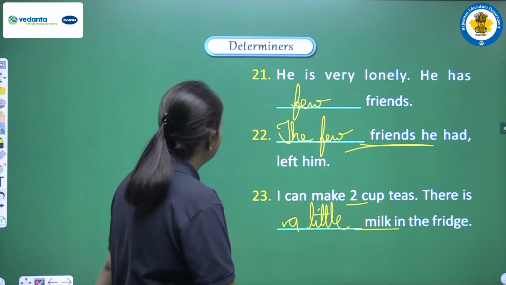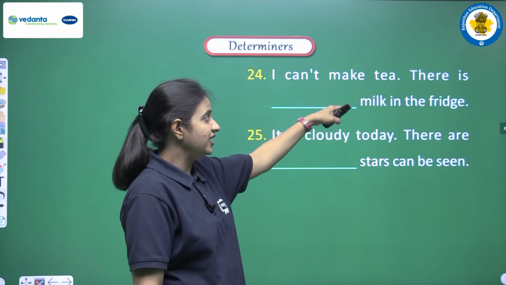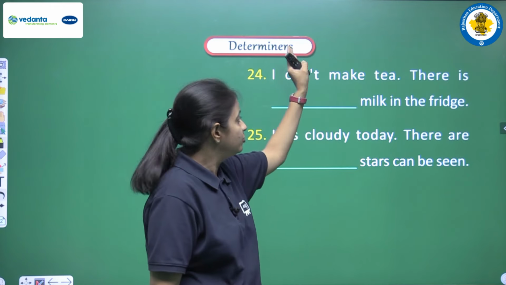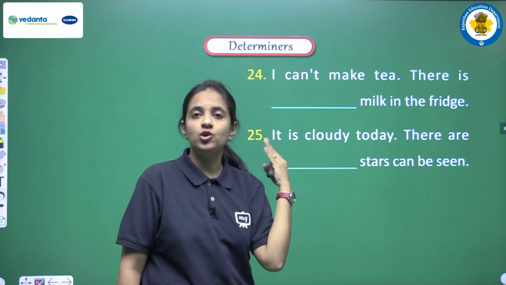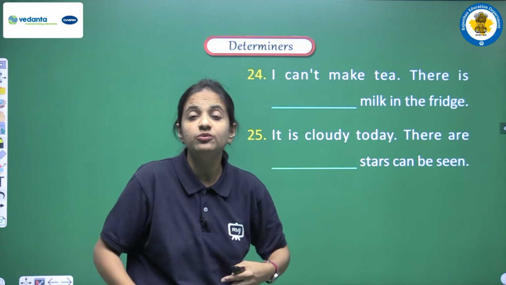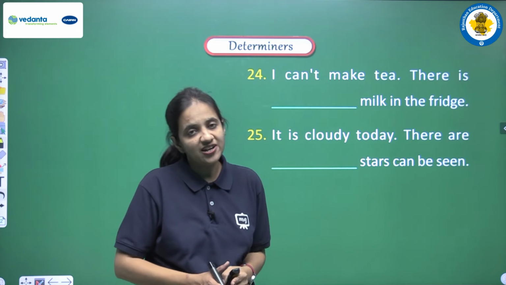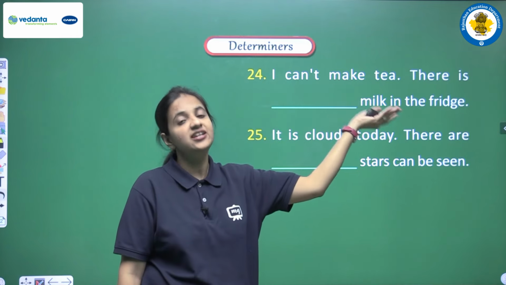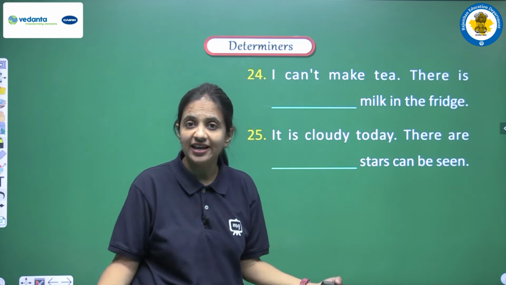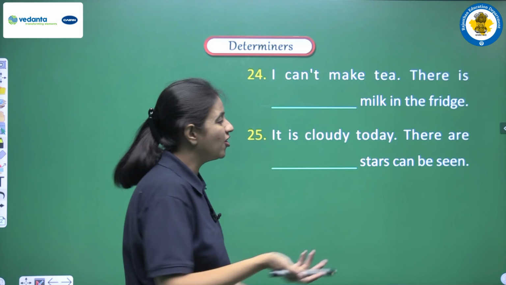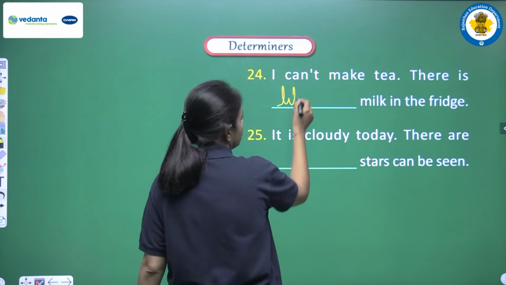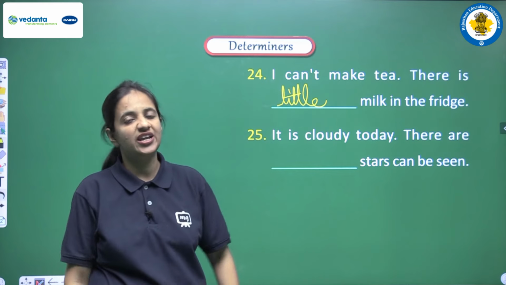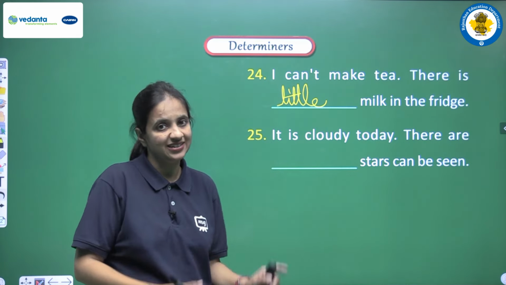right? Next is I can't make tea, there is milk in the fridge. So now we are saying that चाय जो है वो बन ही नहीं सकती. क्यों नहीं बन सकती? क्योंकि फ्रिज में दूध बिल्कुल भी नहीं है. So now we are trying to show the negative meaning, because we are saying that I can't make tea, right? Why? Because there is no milk actually, and to show this we use little. Because milk is an uncountable noun, so we will use little to create the negative meaning in the sentence.